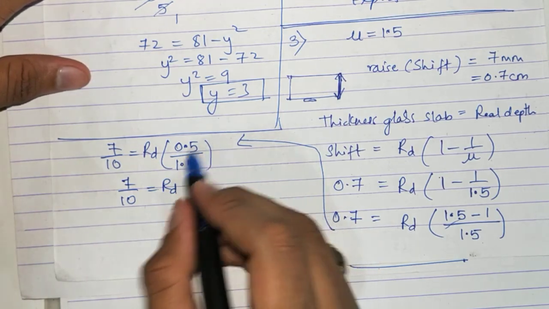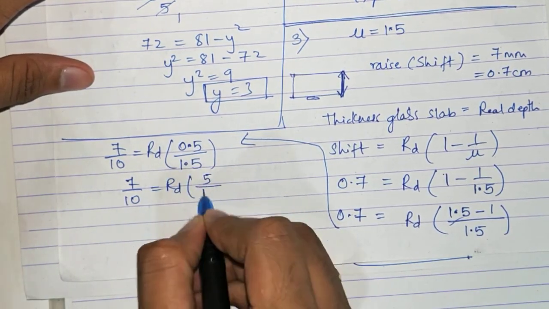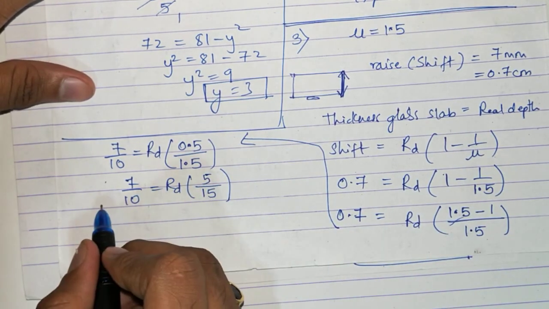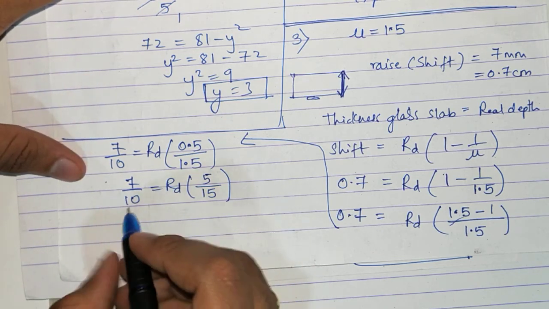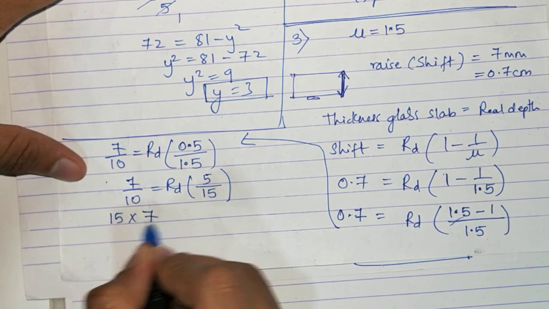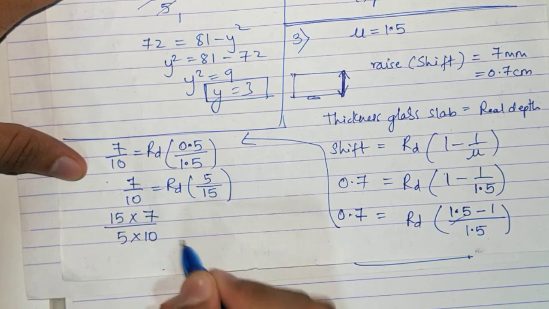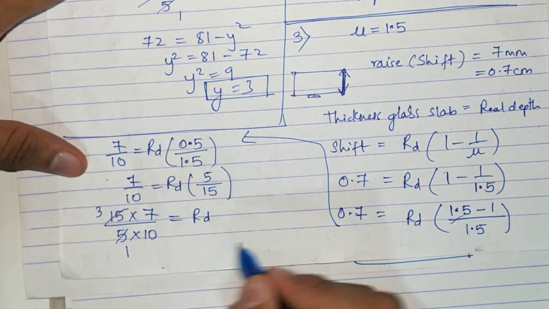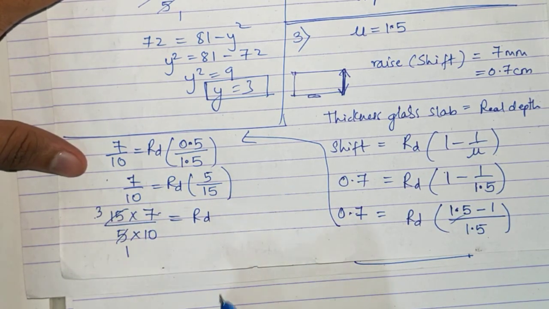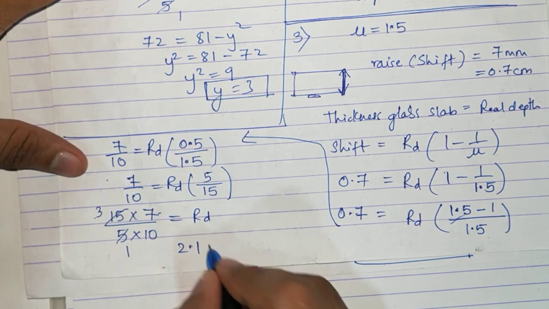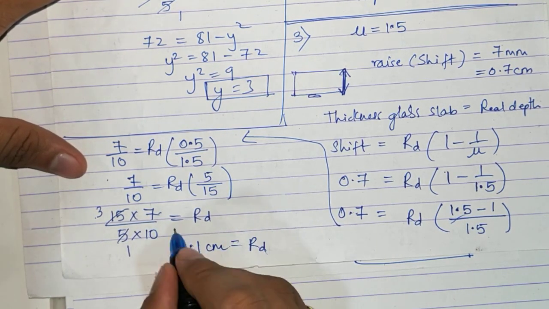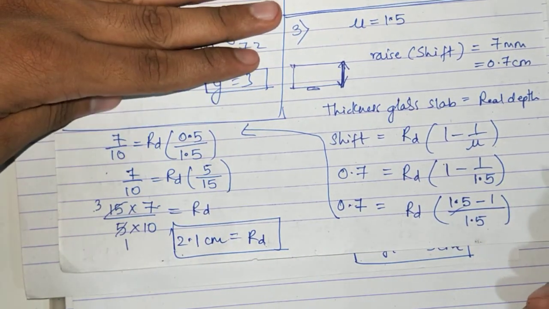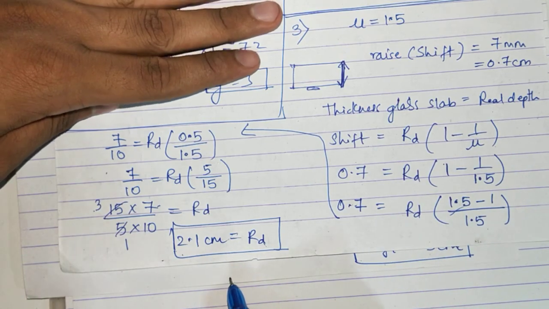Okay, so if you shift the points, ऊपर नीचे 10 से मल्टीप्लाई कर दोगे तो ये पॉइंट चले जाएगा. So this will become 5/15. Okay, so ये 15 यहाँ जाएगा and 5 will come down. Okay, so 15 into 7/5 into 10 equals real depth. So 5 1s are 5, 3 7s are 21/10. 21/10 is 2.1 centimeters. Okay, so your real depth is 2.1 centimeters.